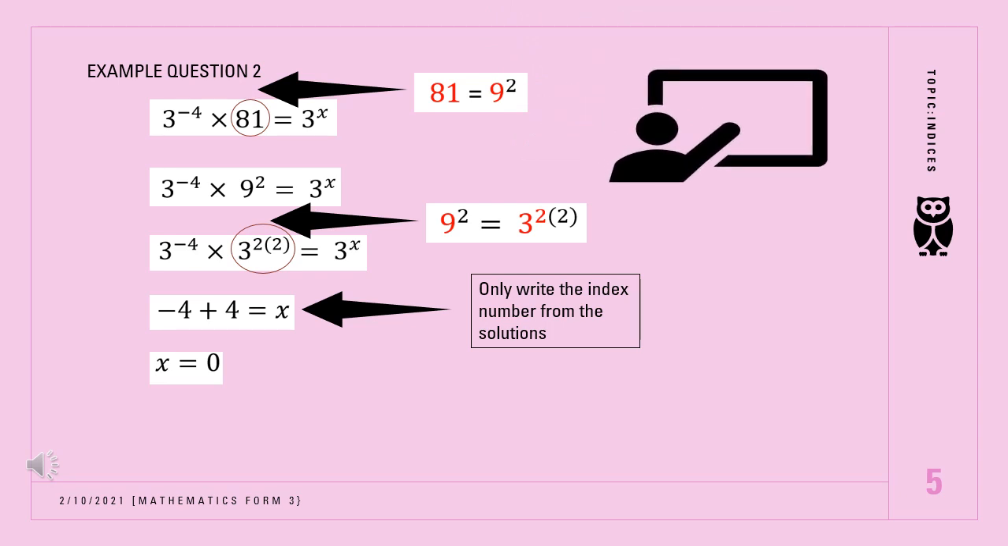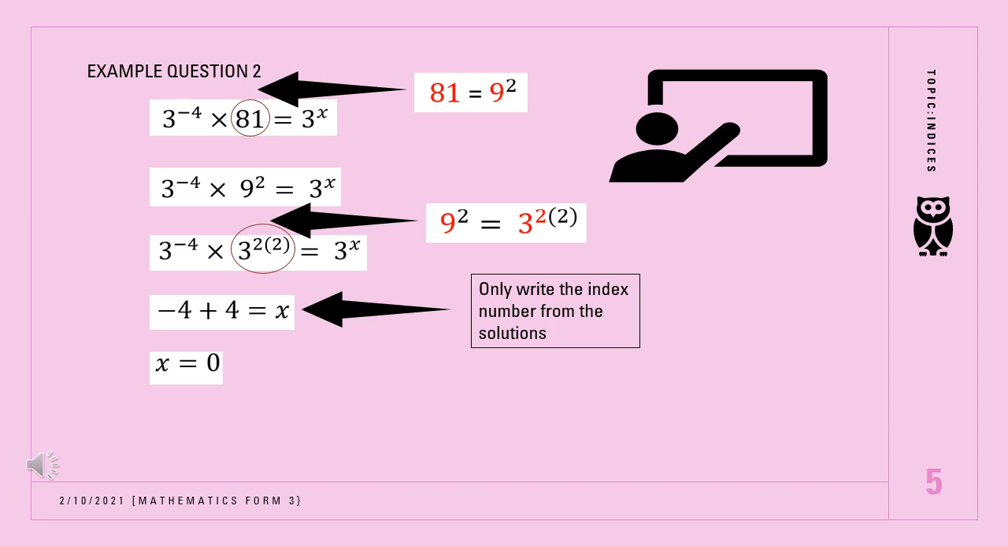Next, we see example question 2. The question is 3 power of negative 4 times 81 equal to 3 power of x. So the first step is, you see 81 there. You need to change the base to 3. How can it be changed?